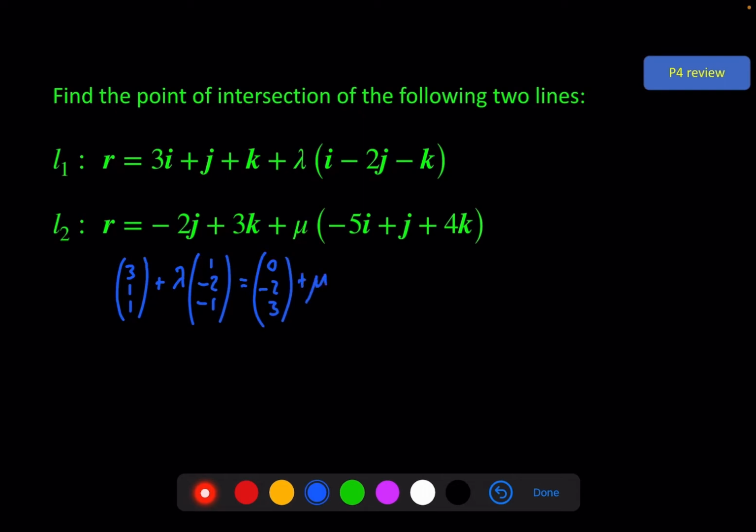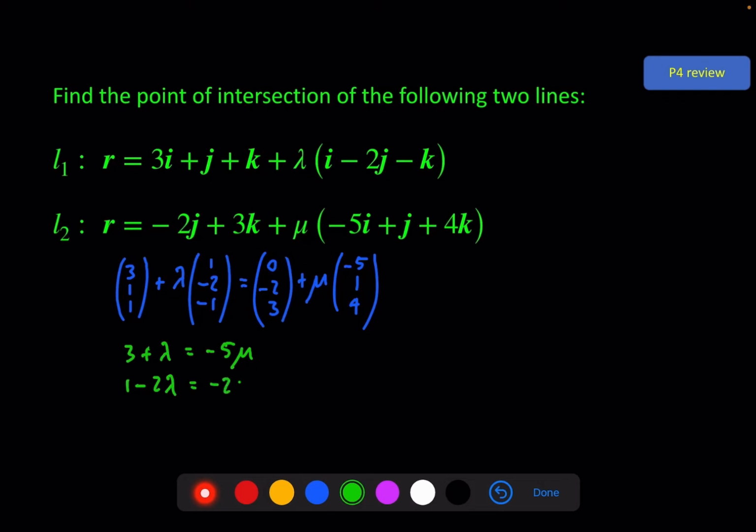So here are the two lines made equal to one another, because if there's a position vector of a point where they are both at the same point at the same time, the intersection, then this must equal this. And the question is, can we find a lambda and a mu to make this true? To do that, we can peel off the different i, j, and k components and form three equations. For i, we get this.